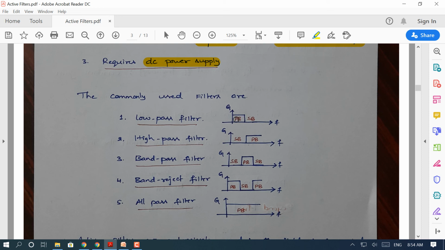This is called a pass band, and it blocks all frequencies above this frequency, say FH. So this is a stop band here. So this is the gain versus frequency response of a low pass filter.